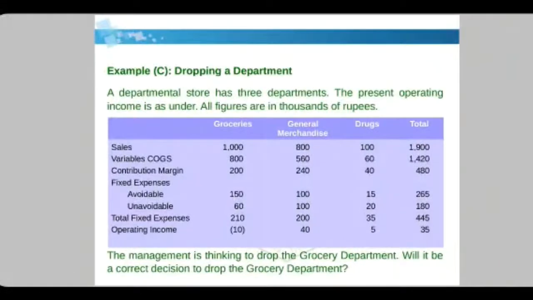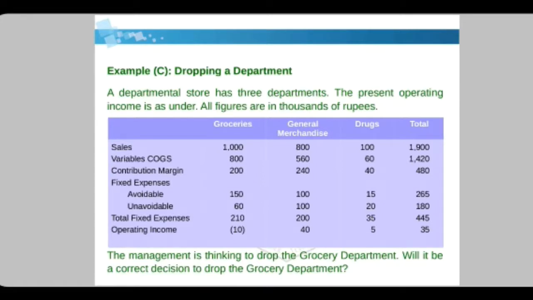Now the third example is dropping a department. A departmental store has 3 departments. The present operating income is given below. All figures are in thousands of rupees. Okay. So there are 3 departments. First is the groceries department, second is the general merchandise department, and third is the drugs department. And the last column shows the total of all.